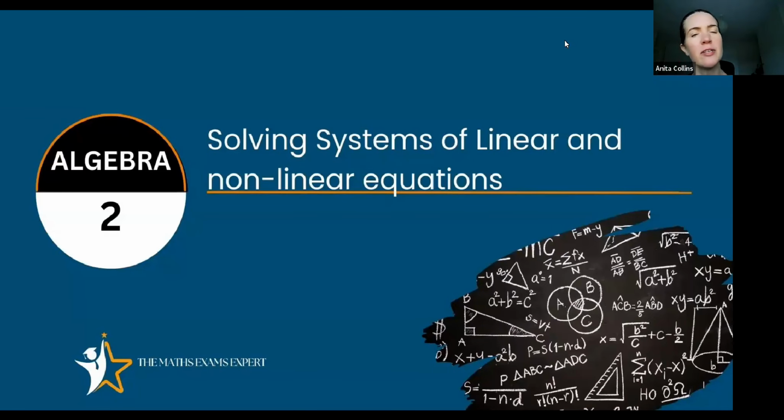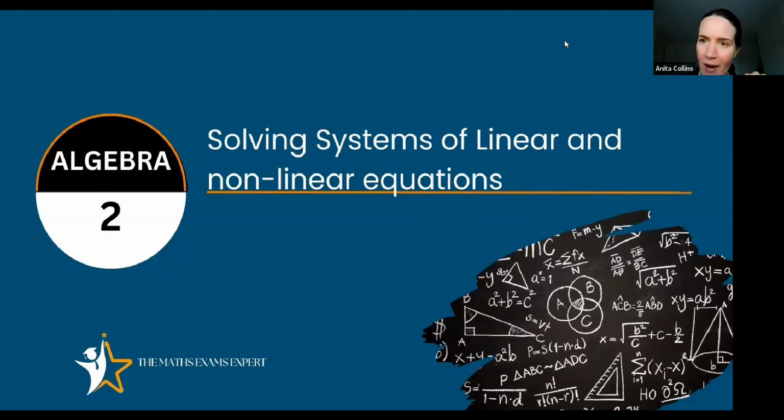In Algebra 1, we learned how to solve simultaneous equations with 3 variables, and you learned how to solve simultaneous equations with 2 variables in previous years. Now we're looking at solving systems of linear and non-linear equations. Don't worry about that word systems. That just means we've got a couple of equations that we're working with.